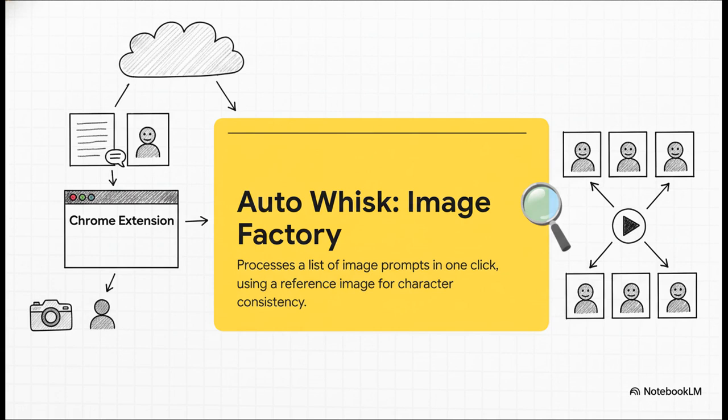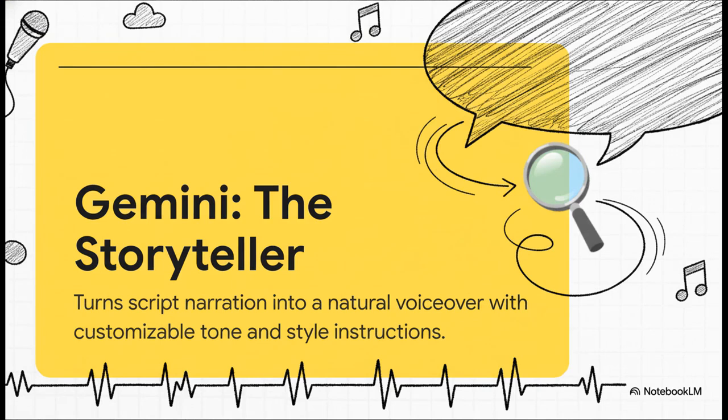AutoWhisk. It's a Chrome extension where you can paste that entire list of, say, 20 or 30 image prompts you got from ChatGPT. Then you just upload your reference image, click one button, and it goes to work, generating every single scene for you, making sure your character looks exactly the same in every single shot. It's incredible.